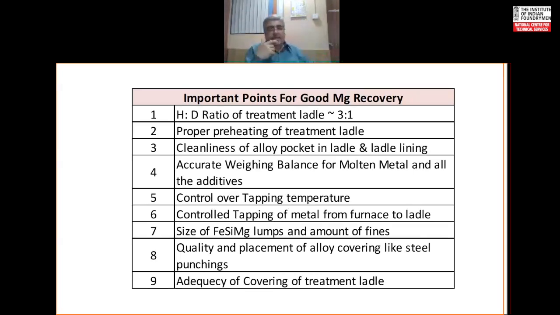Then the quality and placement of alloy covering like steel punchings. That also is very crucial because the steel is going to take away some of the heat from the metal and it is going to lower the temperature. Adequacy of the covering of the treatment ladle when you are putting the tundish. So it has to be properly put and properly sealed so that you get good recovery.